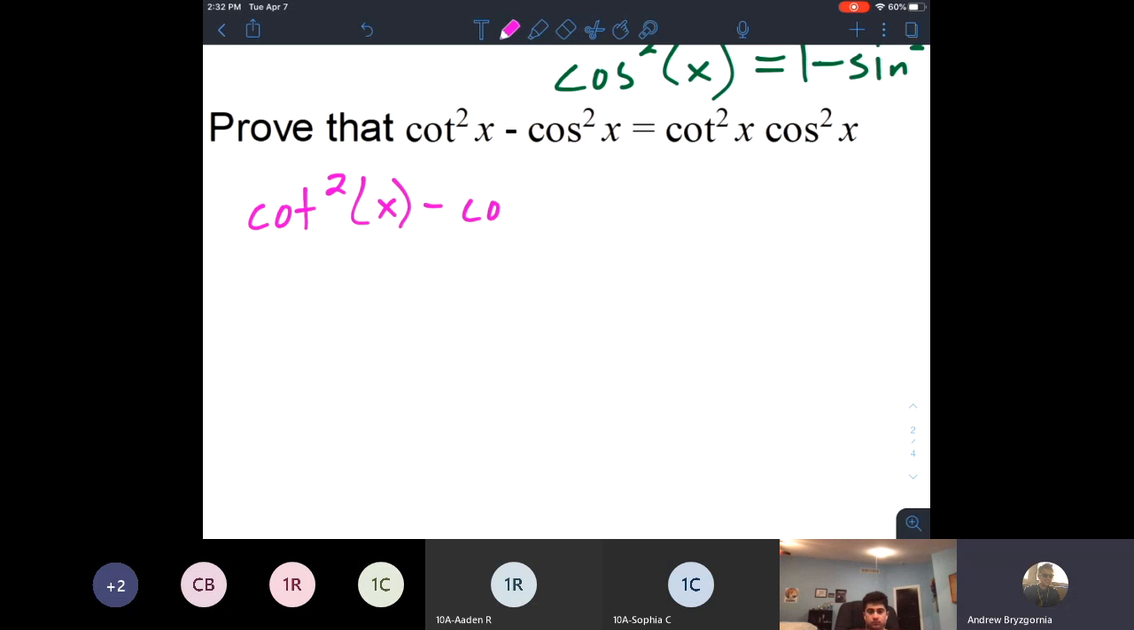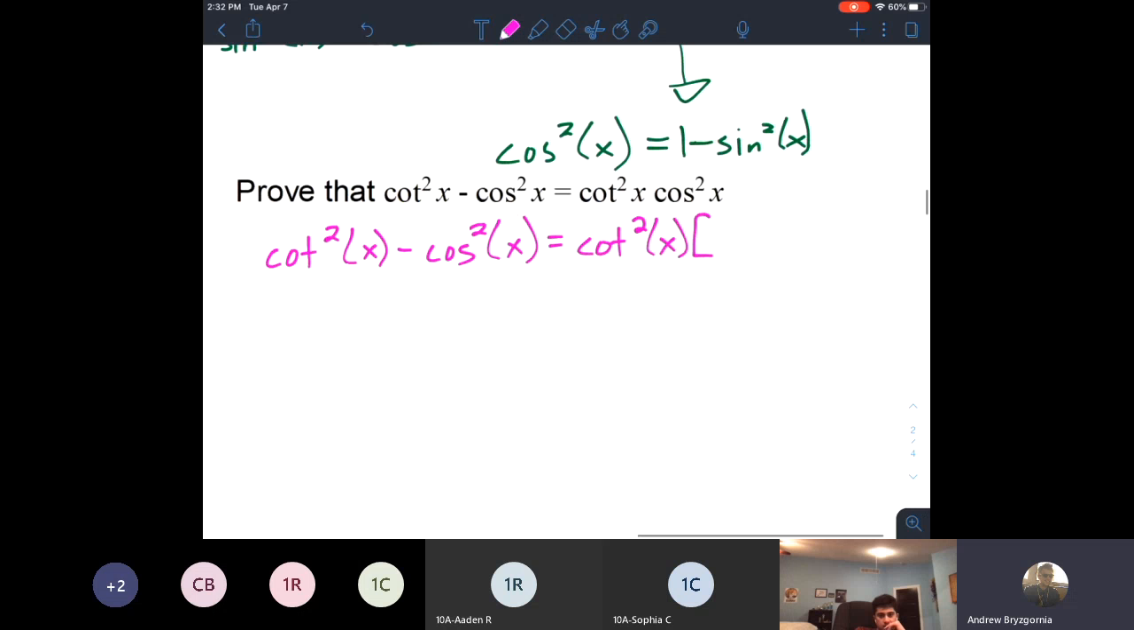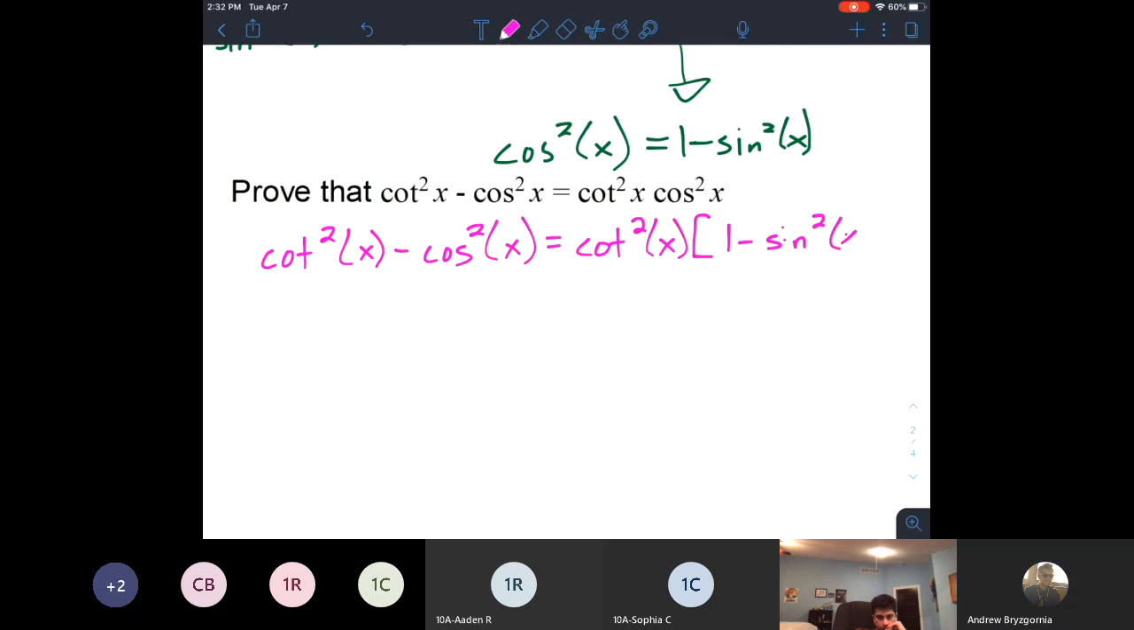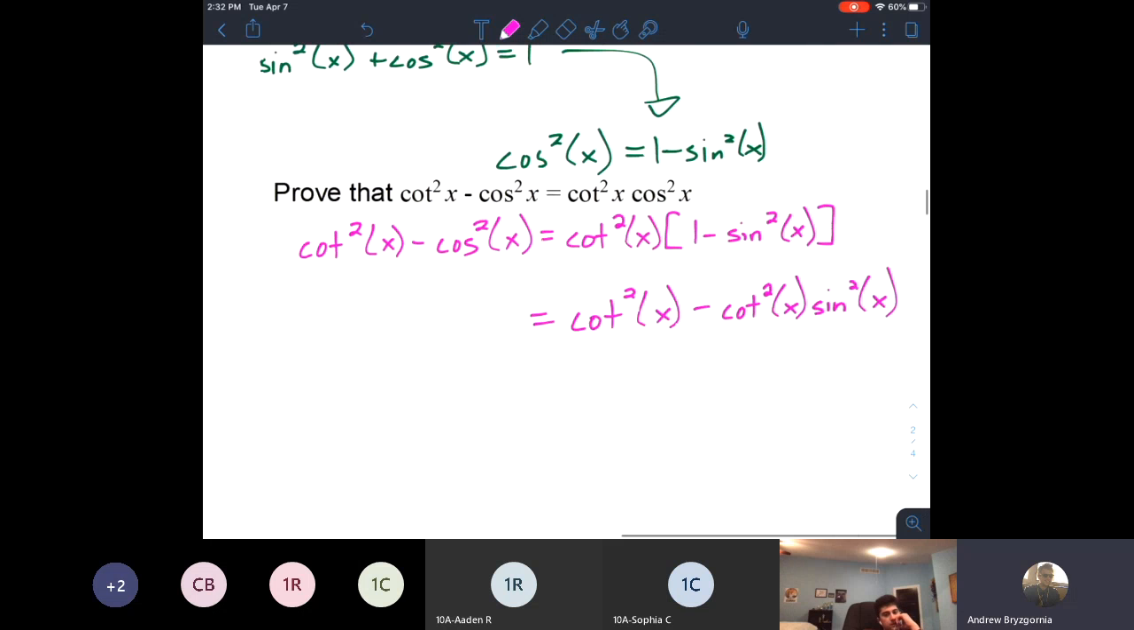So that would give us cotangent squared x minus cosine squared x equals cotangent squared. And then I'm going to take cosine squared and turn it into 1 minus sine squared. Now I'm going to take this cosine squared and distribute that into the parentheses. So we'll get cotangent squared x minus cotangent squared times sine squared, excuse me. And the left side is still going to be the same.